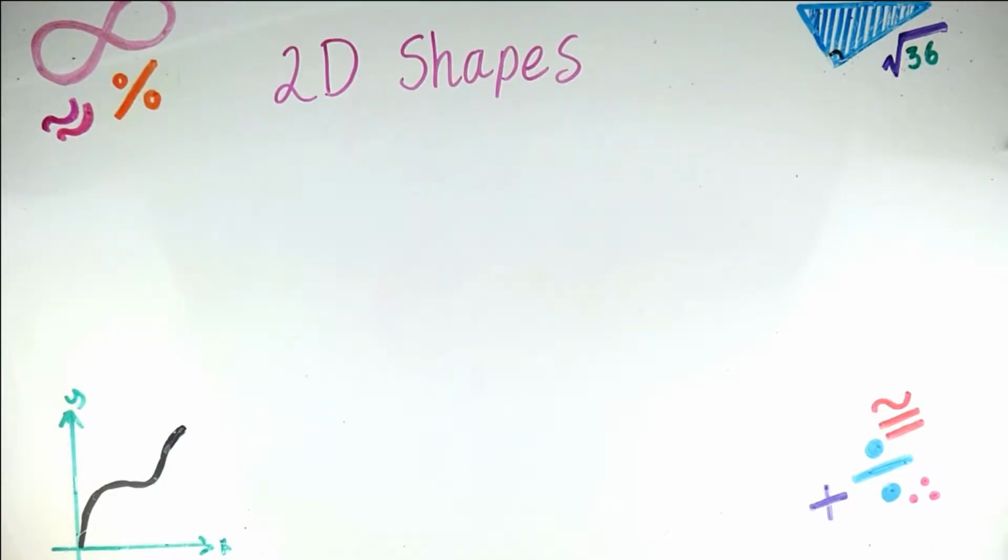So this video is on 2D shapes, and the first thing that we're going to look at is symmetry and rotational symmetry.